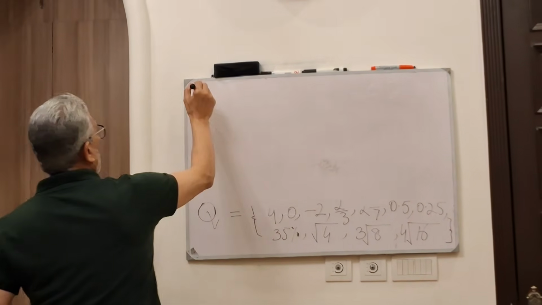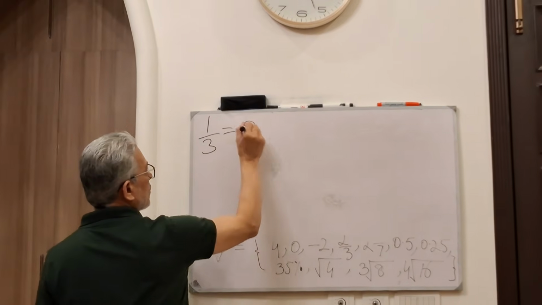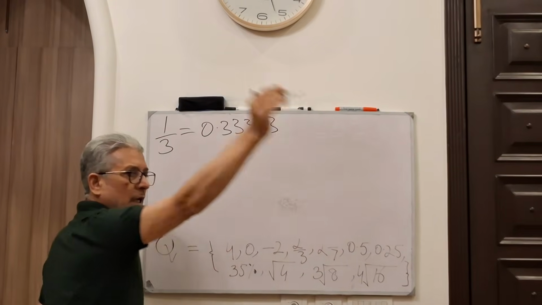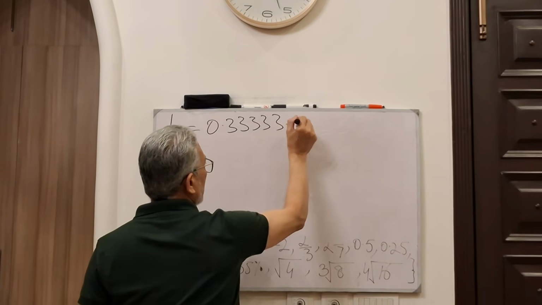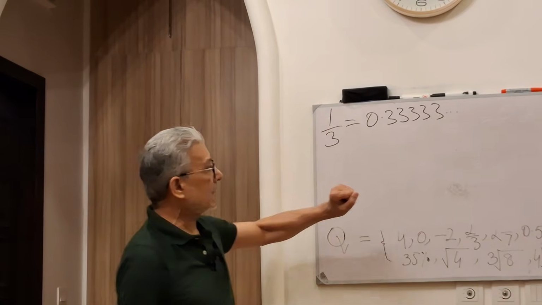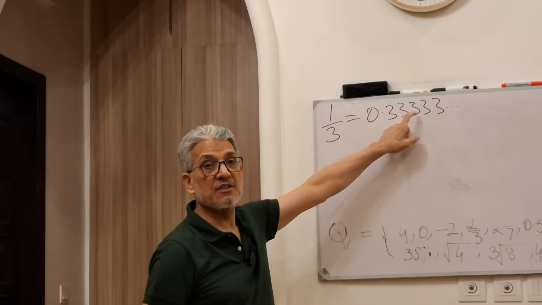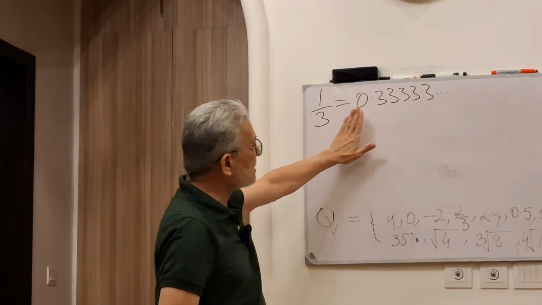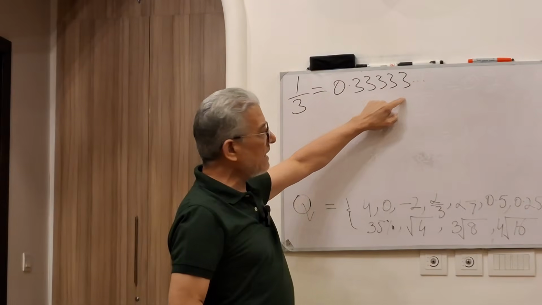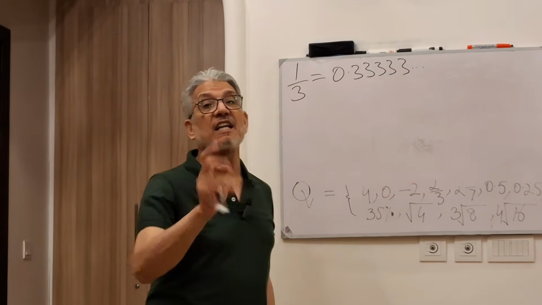Now, 1 over 3, what is the answer? 0.33333. It keeps on going, but this digit 3 is repeating. This digit 3 is repeating. So this kind of decimal is called repeating decimal, but non-terminating. It does not terminate.